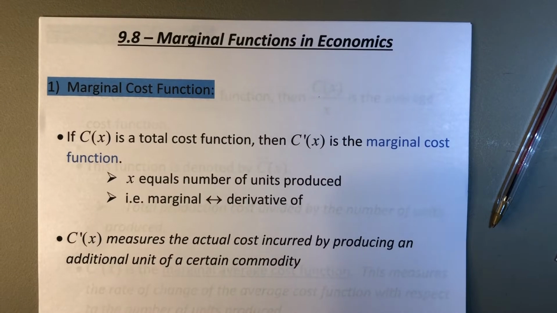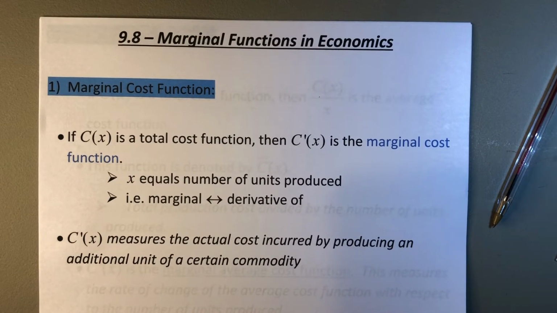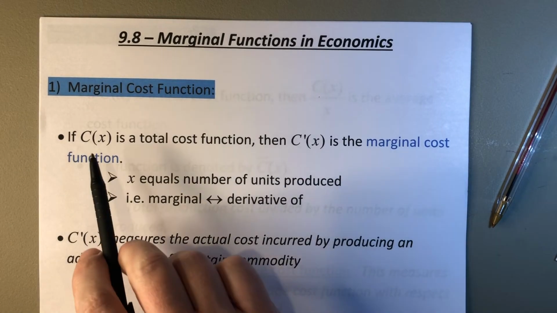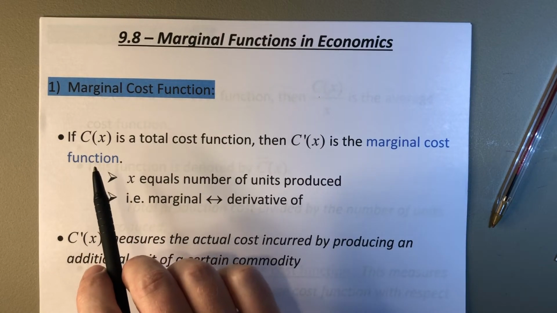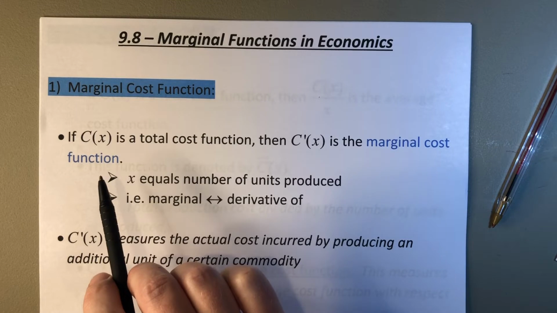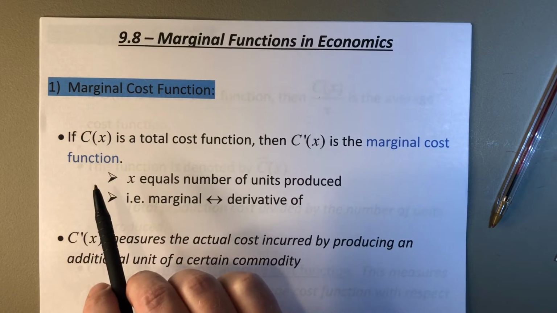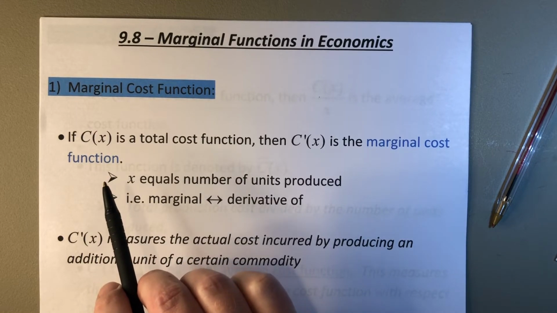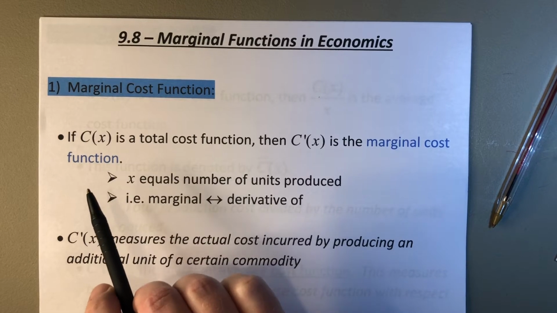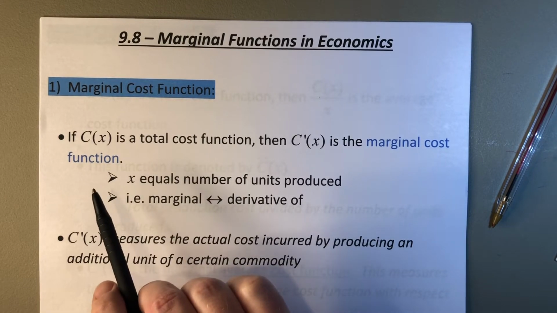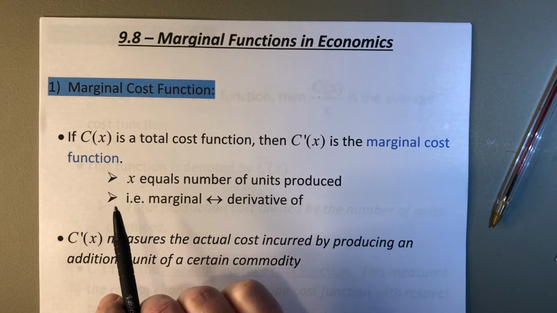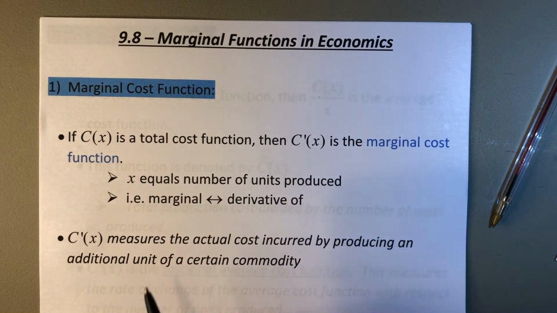Section 9.8, Marginal Functions in Economics. So we learned about revenue and cost and how those two relate to profit in finite mathematics. What we're going to do now is look at how we can look at the derivative with respect to these functions and what that really means.